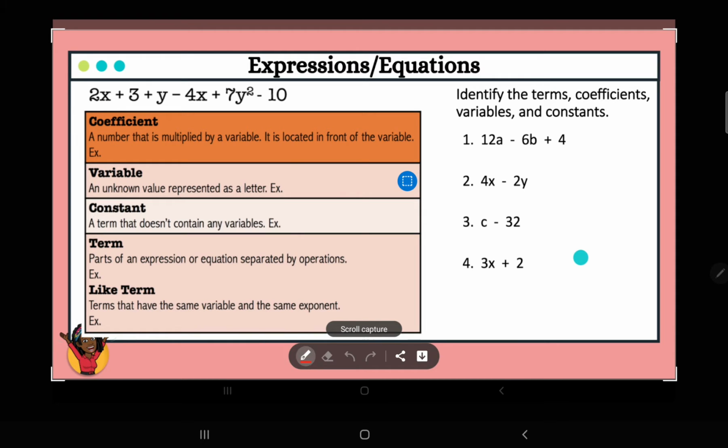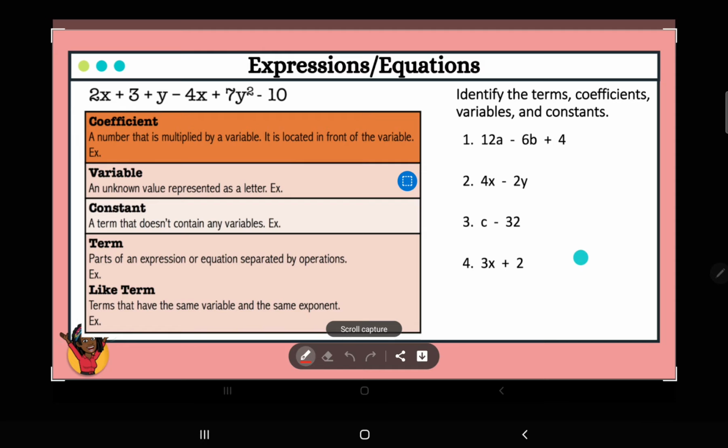Let's take a look at the parts of our expressions or equations. We're going to use this example up here, 2x plus 3 plus y minus 4x plus 7y squared minus 10, to help us identify the examples for our coefficient, our variable, our constant, and our term.